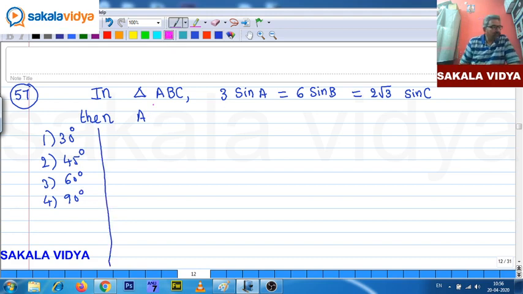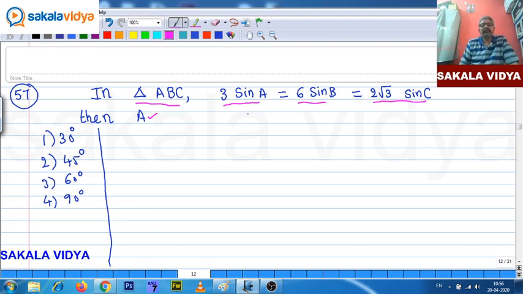So the 57th problem. In triangle ABC, 3 sin A equals 6 sin B equals 2 root 3 sin C. Then we need to find angle A. In general we can use the cosine rule. Sometimes, when sides and circumradius and one angle are given, we can use the sine rule. But here we need to apply the cosine rule.